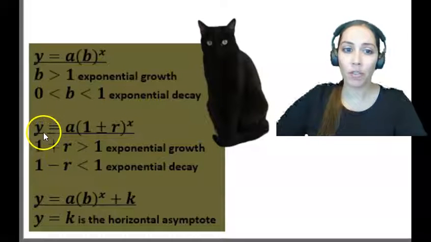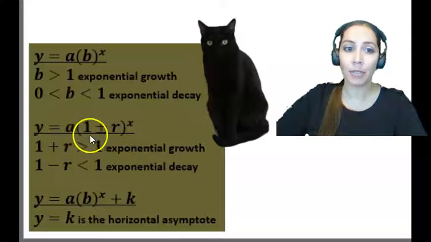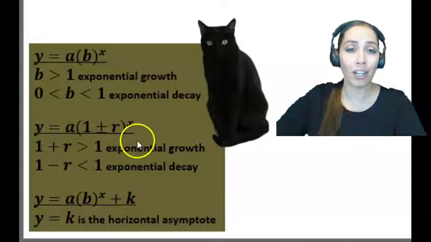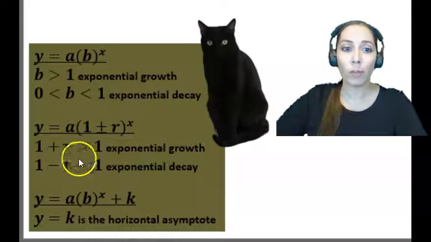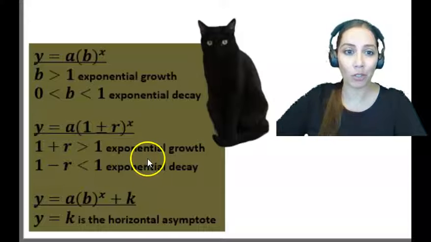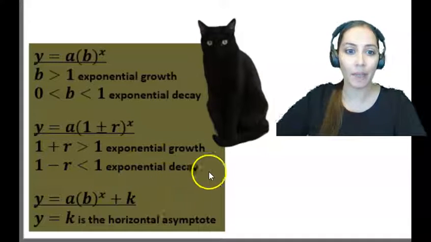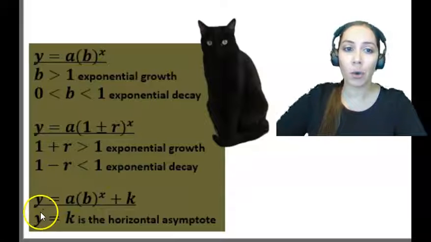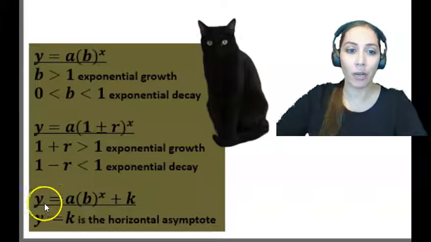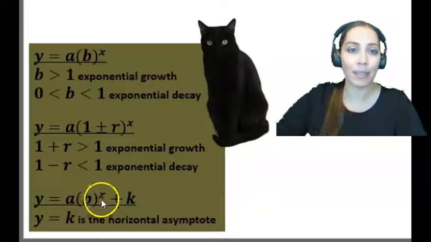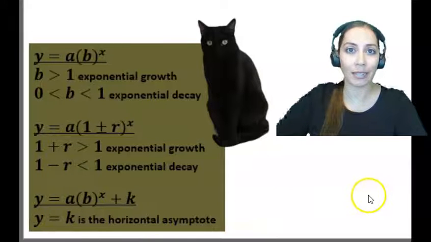If you have an equation in the form of y equals a times the quantity of 1 plus or minus r raised to the x power, if 1 plus r is greater than 1, you have exponential growth. If 1 minus r is less than 1, you have exponential decay. Also, if you are looking to find a horizontal asymptote, you would want to get your formula in the form y equals a times b to the x power plus k. Y equal to k is the horizontal asymptote.